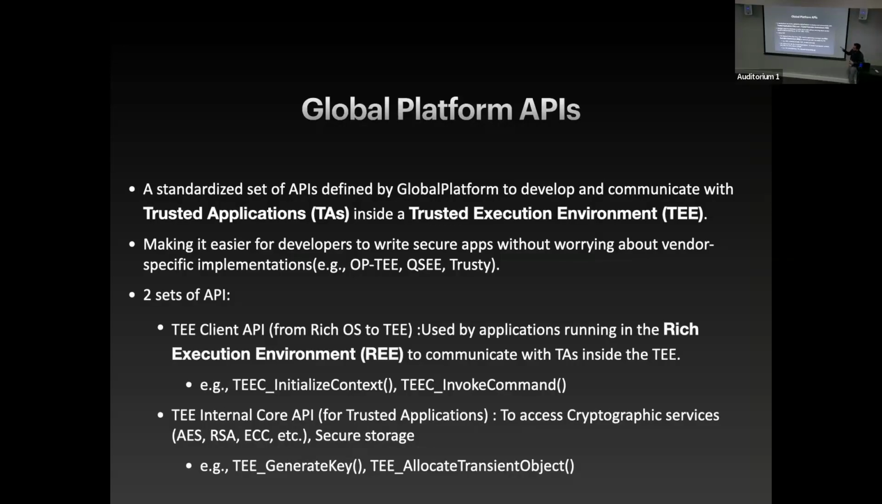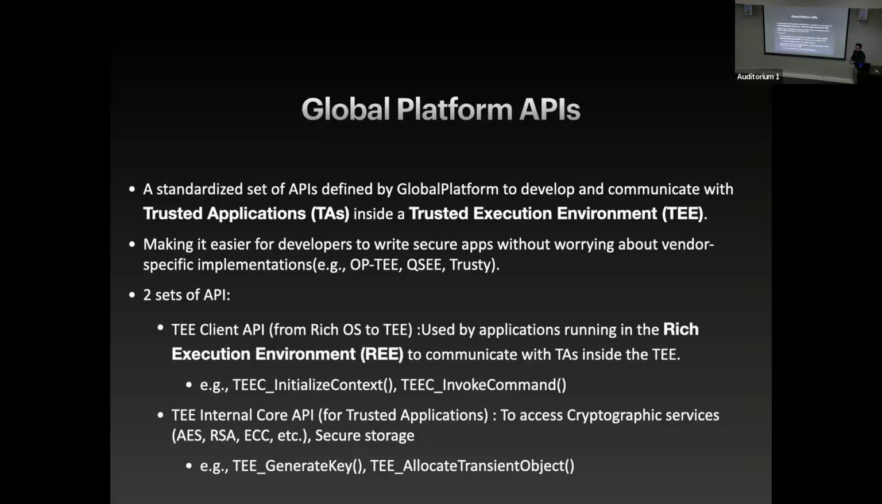So there are two sets of APIs here. The first one is the client APIs. These APIs are used by your application in Linux to talk to the TE side, for example, invoke command and initialize context. These are responsible for establishing a session to your trusted application. They can identify the proper trusted application, then initiate the call.